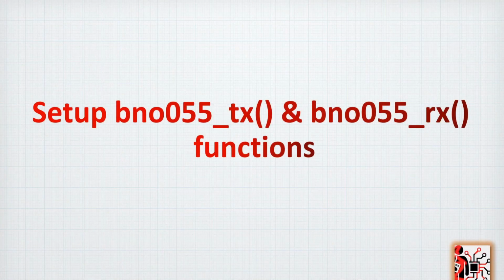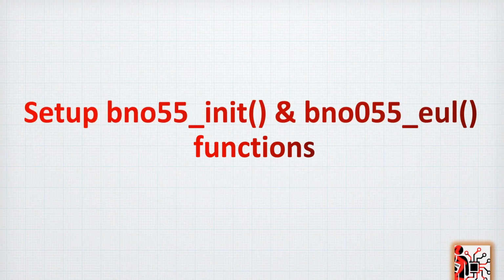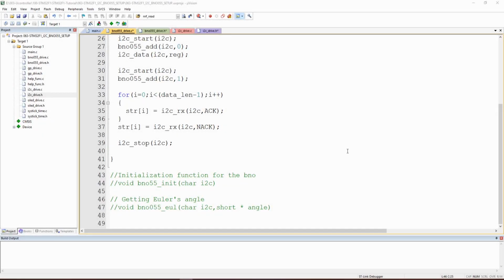Now that we finish our transmit and receive function, we can jump and take a look at the initialization and also how to get data from the BNO055. So stay tuned.